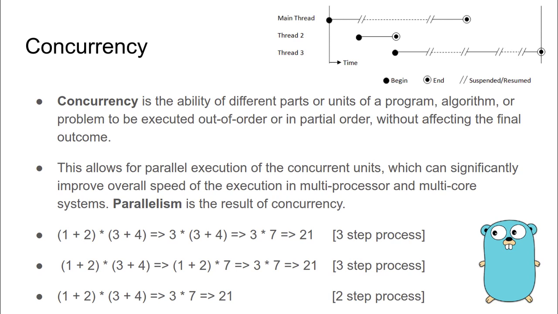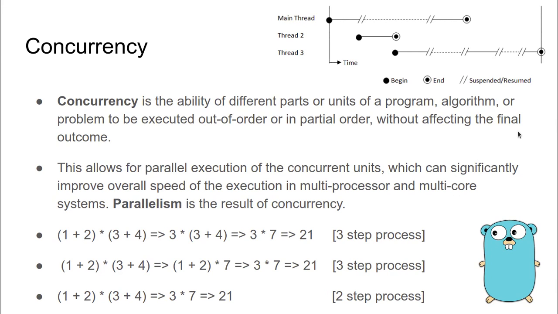So in this whole process, by running the concurrent parts of our program or our algorithm in parallel, we have reduced the number of steps required to get to the final output without affecting the correctness of the final output. And by now, I hope that you have understood what is concurrency, what is parallelism, and how the use of these concepts can help us improve our overall speed of execution. But it will be useful only if we have multiprocessor and multi-core systems.